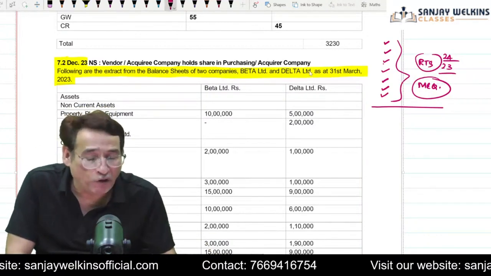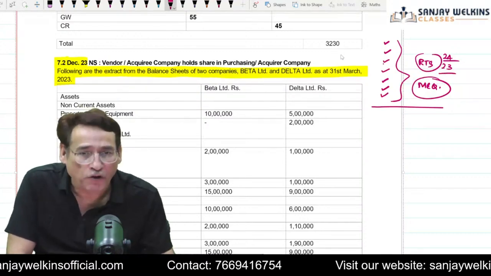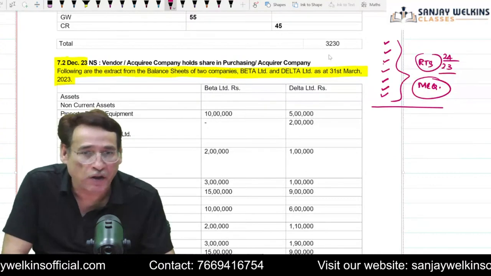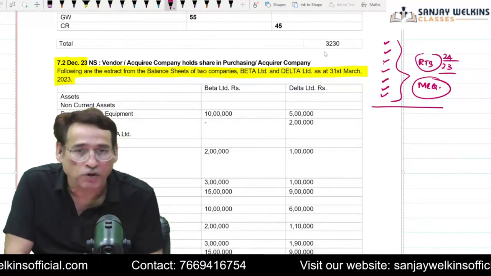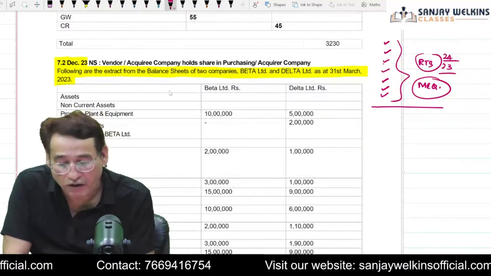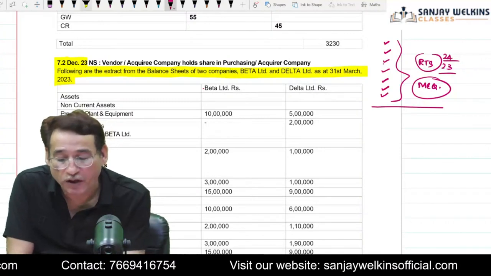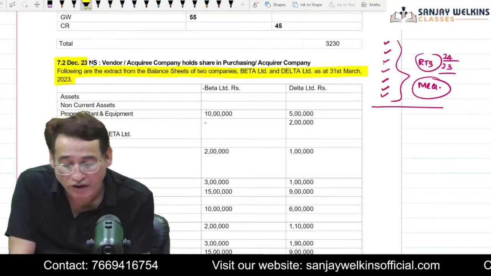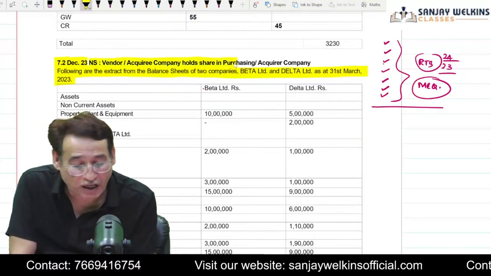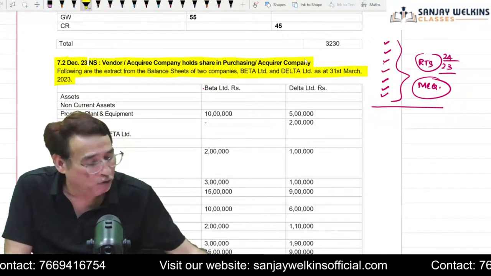Now we pick up this particular question, which is struck in December 23 new scheme examination. Some of you might be wondering, sir, why not the 24 examination question? Because unfortunately, in the 24 examination paper, there was not a question from business amalgamation. Is it clear to you? That is why we are starting with this one. Many among you haven't done this particular topic, and we have done this topic. That is why our students were able to fare well.